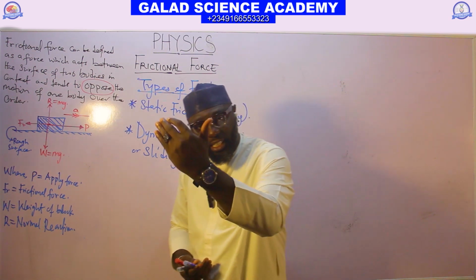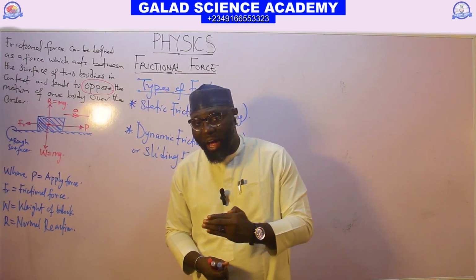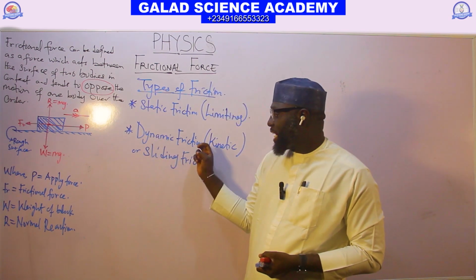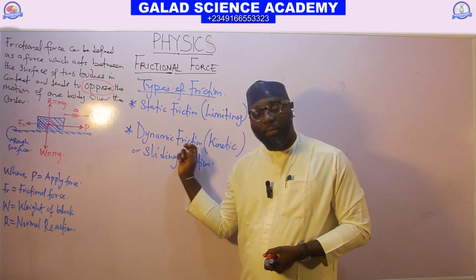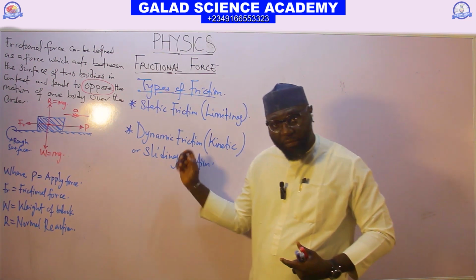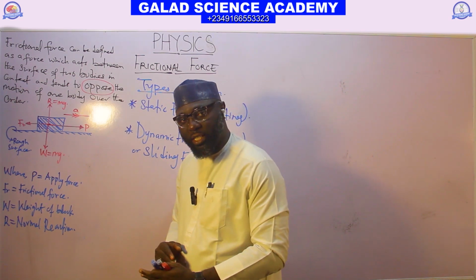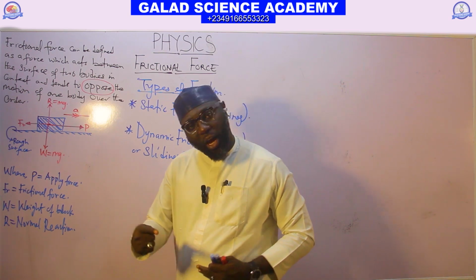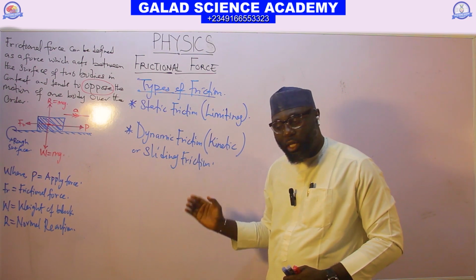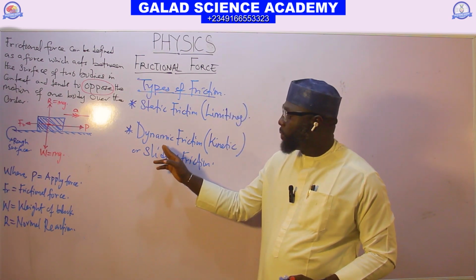Any frictional force that makes a moving object come to rest and converts its kinetic energy to another form of energy is called dynamic friction. The common example of dynamic friction is the friction in a brake. If a car is moving and you immediately apply the brake, the car will come to rest, and the kinetic energy of the moving car will be converted to heat energy. So the frictional force that is applied to make a moving object come to rest, we call sliding friction or dynamic friction.